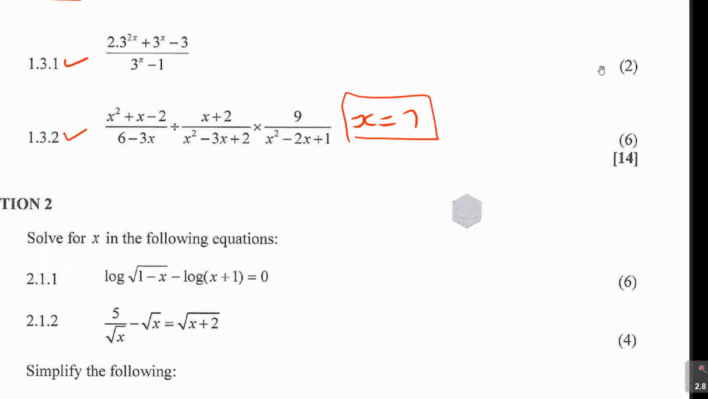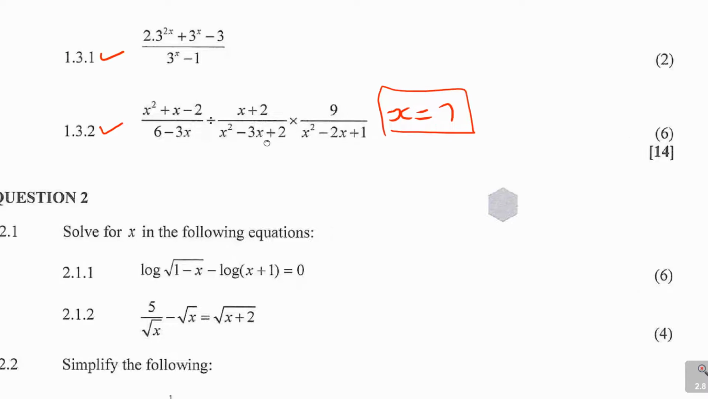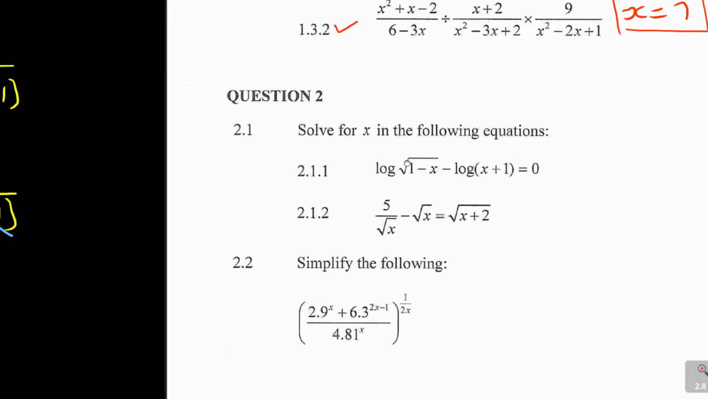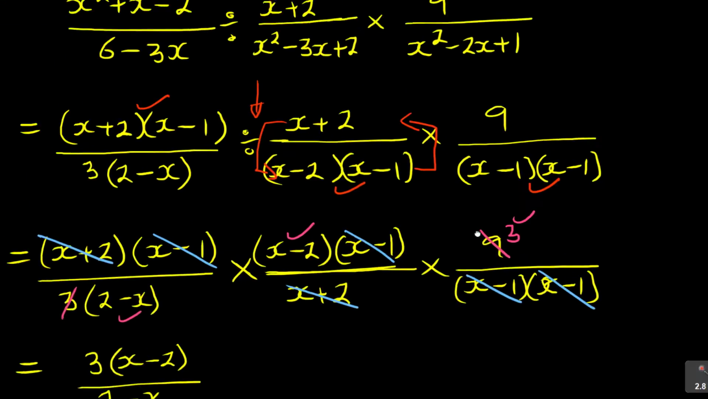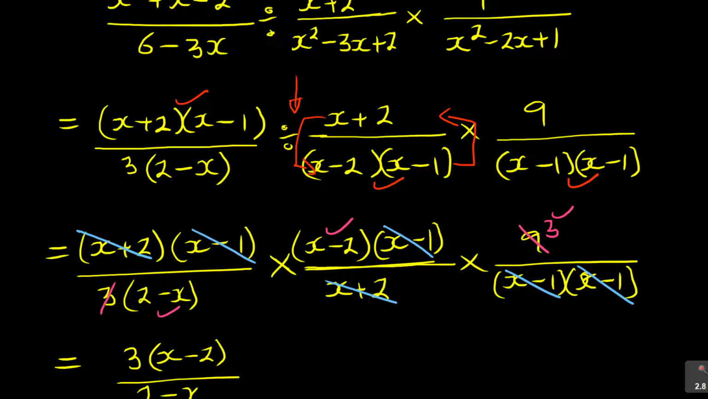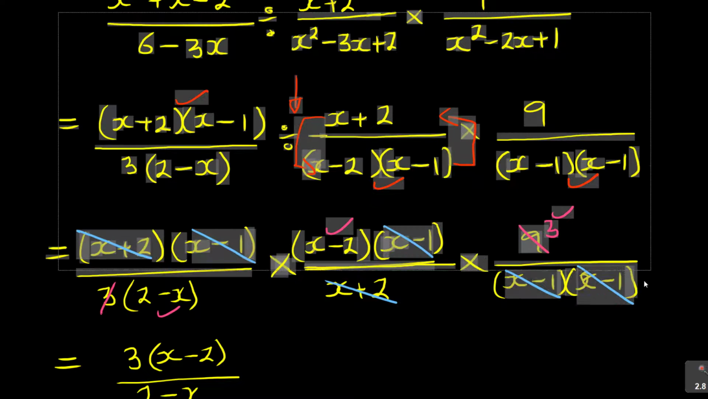I feel like they should have divided or distributed these marks to say 4, 4, so that 1.3.1 also can have better marks. Alright, anyway, that is that. Let's look at the next question here.